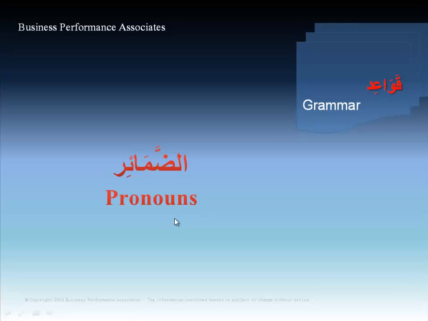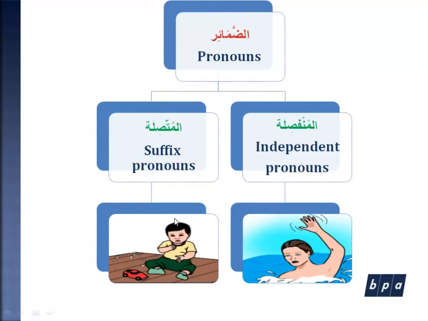In this grammar section of this lesson, we will discuss pronouns, الضمائر. In Arabic, pronouns are two different categories: independent pronouns, as we see in English, الضمائر المنفصلة, and suffix pronouns, الضمائر المتصلة, which is quite different.